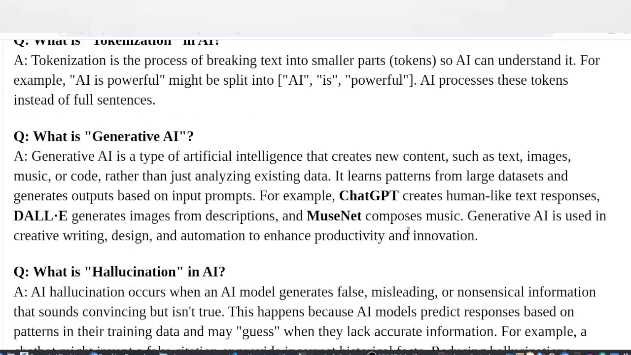Then what is generative AI? Generative AI is a type of artificial intelligence that creates new content such as text, images, music, or code rather than just analyzing existing data. It learns patterns from large data sets and generates output based on input prompts. For example, ChatGPT creates human-like text responses, DALL-E generates images from descriptions, and MuseNet composes music. Generative AI is used in creative writing, design, and automation to enhance productivity and innovation. So this generative AI, Gen AI, is playing a very important role these days.